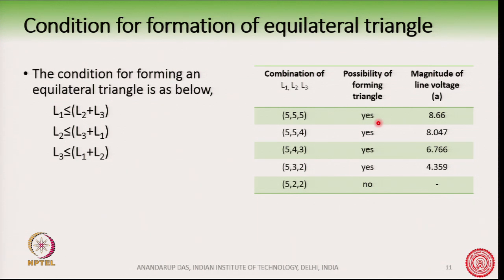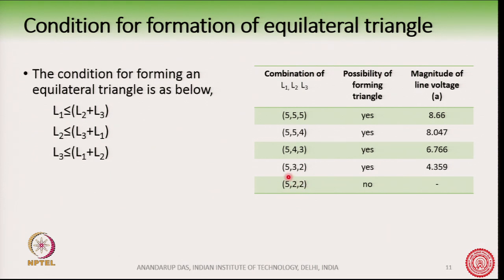If you take some other fault condition, say 554, meaning 5 cells in A phase, 5 cells in B phase and 4 cells in C phase, then we see that the magnitude of A is 8.04, and here also at any point the sum of two sides is more than the third, and so the triangle can be formed. It is also true for the 543 and 532 conditions.